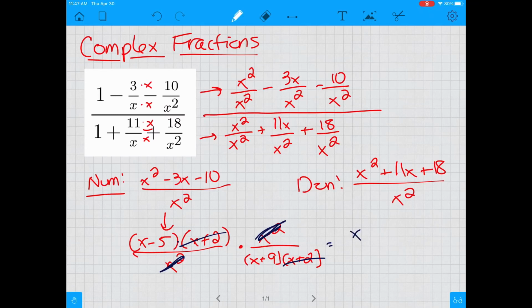So my final answer is x minus 5 over x plus 9. These x's I cannot cancel, because of the subtraction and addition here, these are treated as a term in parentheses like this. And because they're not the same factor, I can't cancel them out. So this is where I'm left.